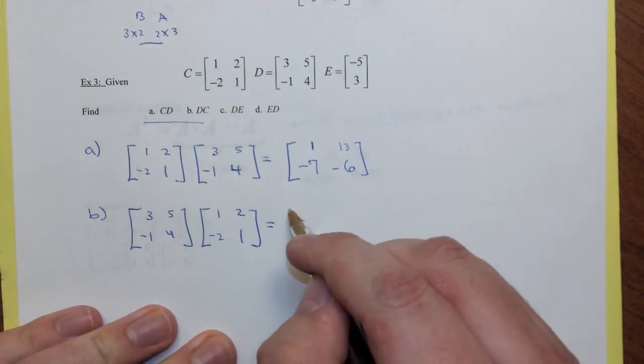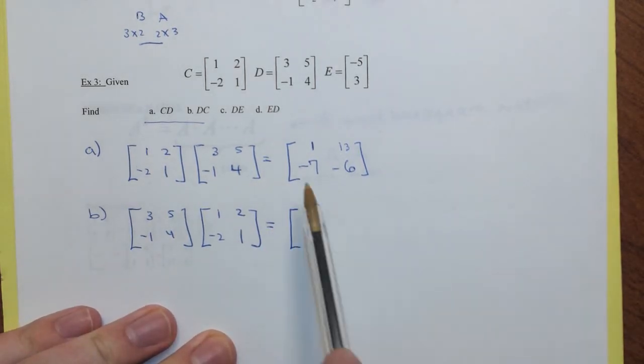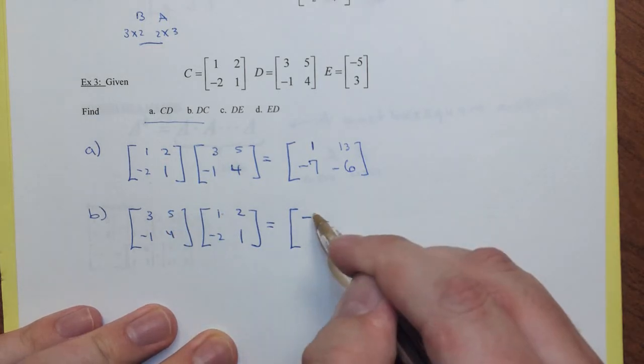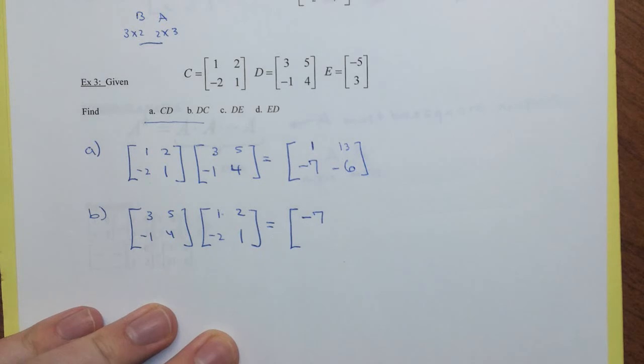If I multiply these, I'm going to see almost immediately that matrix multiplication is not commutative. I'm not going to get the same matrix as I had above. So 3 times 1 is 3, 5 times negative 2 is negative 10. So that is negative 7.